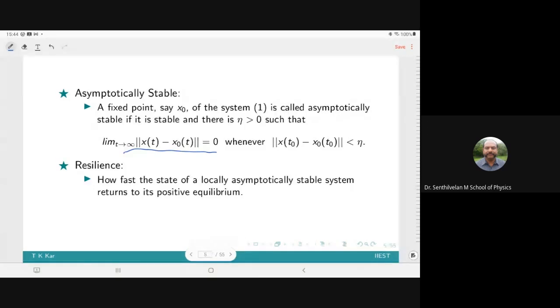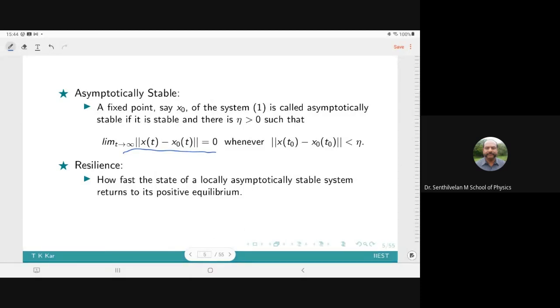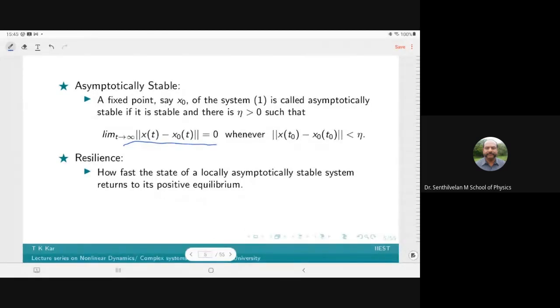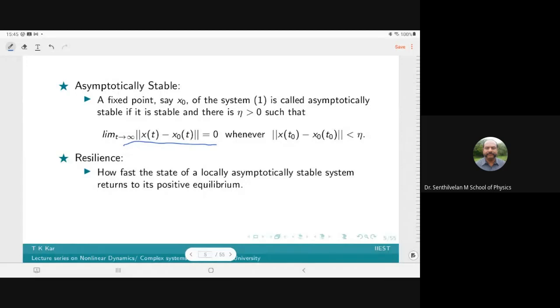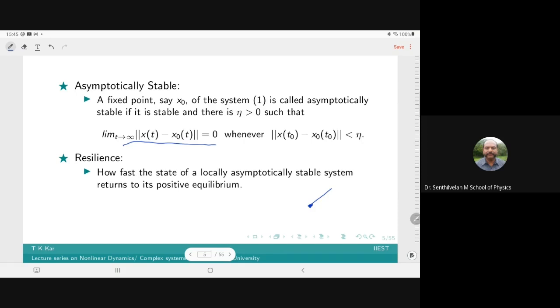Now, come to the second characteristic of long-term behavior, that is, the asymptotic behavior of the dynamical system. What is resilience? Resilience is how fast the state of a locally asymptotically stable system returns to its positive equilibrium. Suppose here is the fixed point, and a disturbance moves the state to this point, a perturbation is here. So again, it will come back to this fixed point.